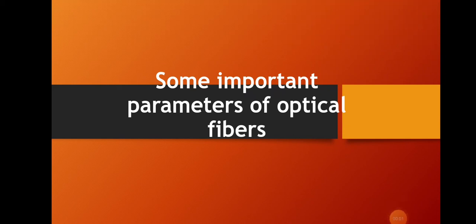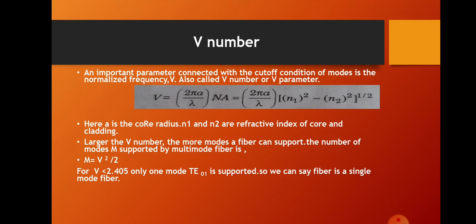Students, it's me Praveena. I'm here to discuss with you the topic, some important parameters of optical fibers. These parameters include V number and cutoff wavelength, Gaussian beam, mode field diameter, group velocity and phase velocity. Let us see each parameter one by one, and first of all, V number.